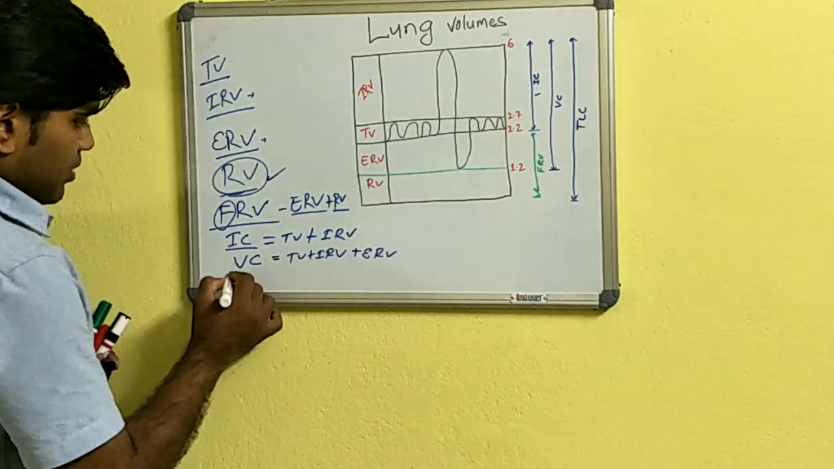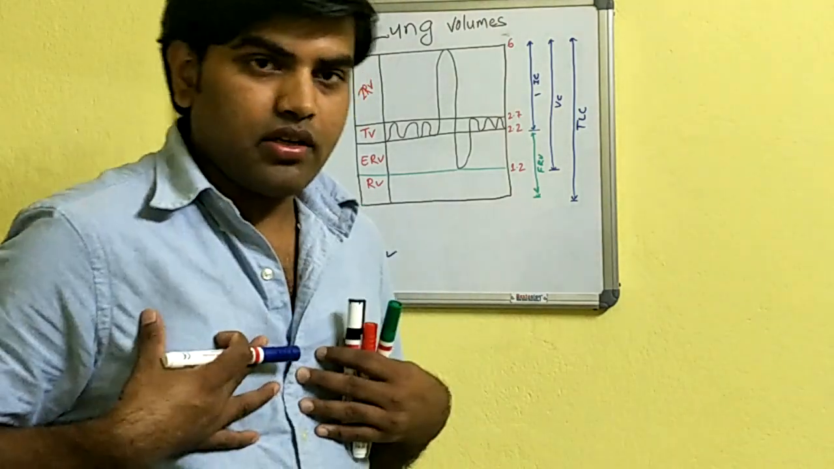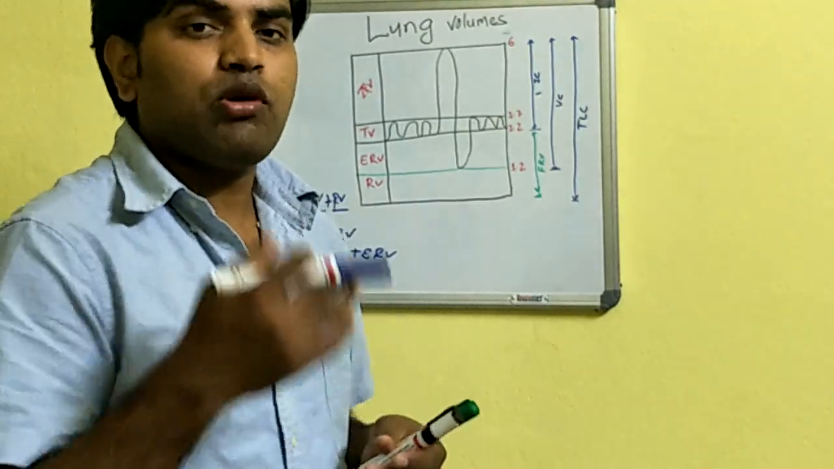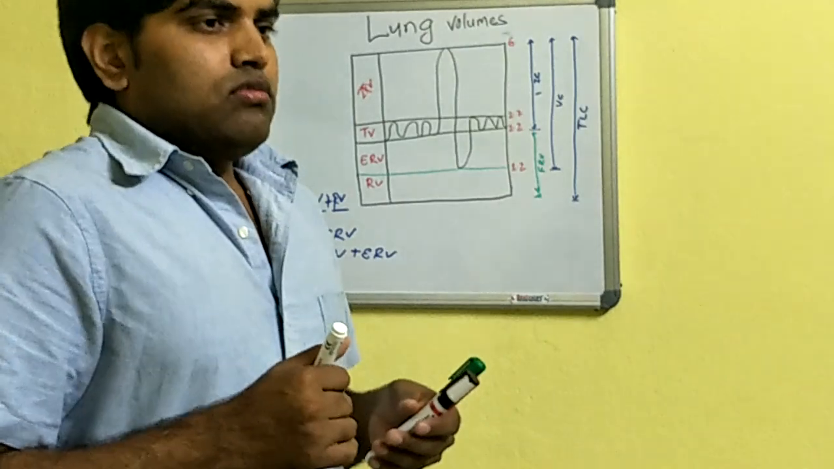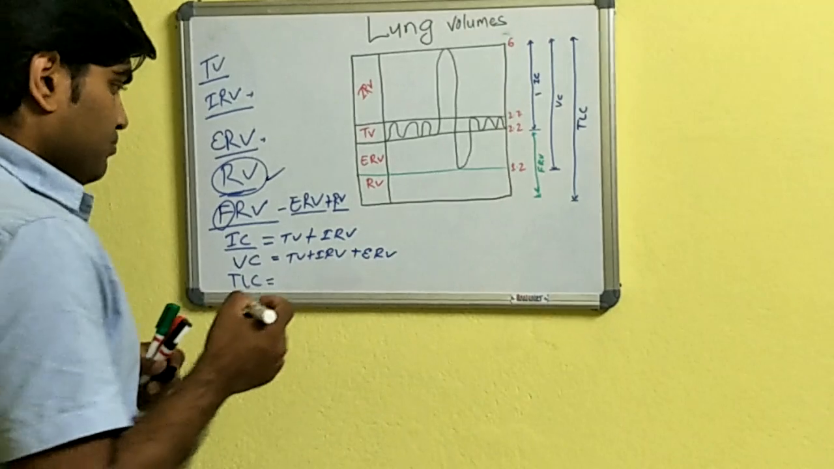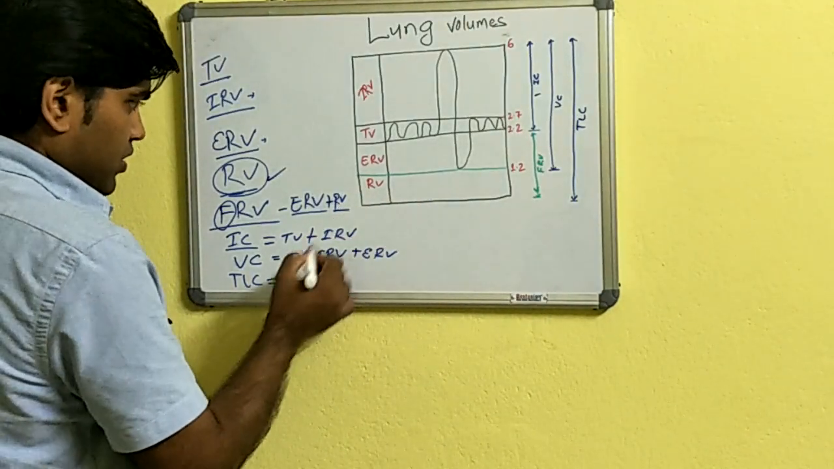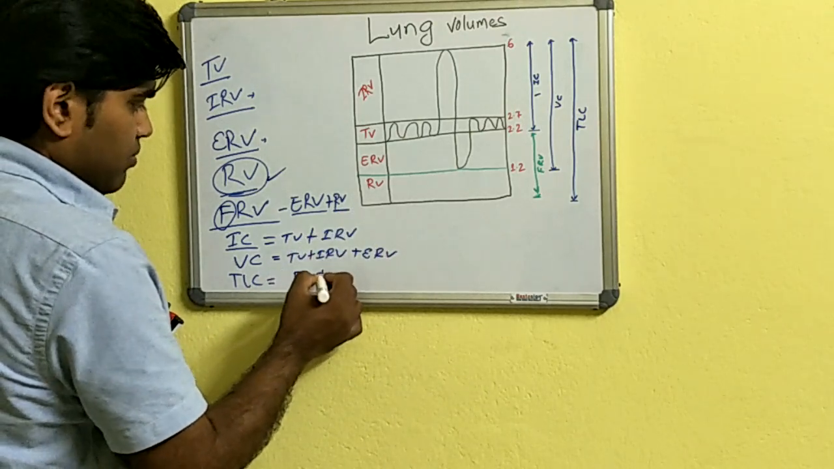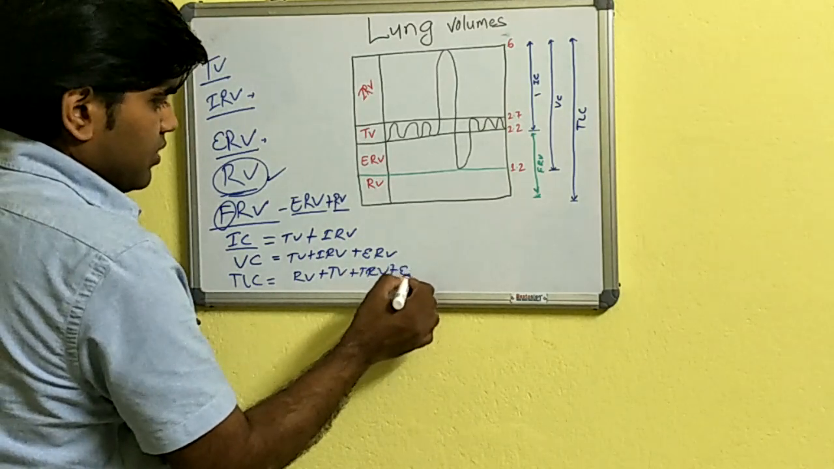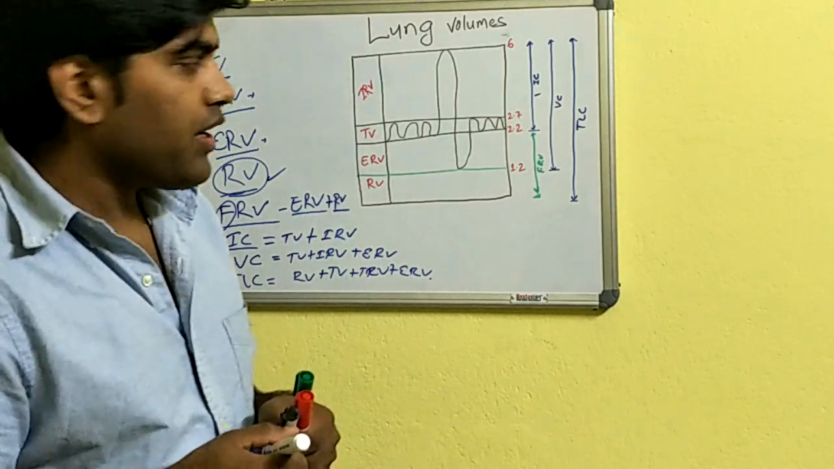Then remains the total lung capacity. Total lung capacity is the total amount of air in the lungs at maximum inspiration. That includes everything. Residual volume is there from the beginning, then residual volume plus tidal volume plus inspiratory reserve volume plus expiratory reserve volume. All this makes up the total lung capacity.